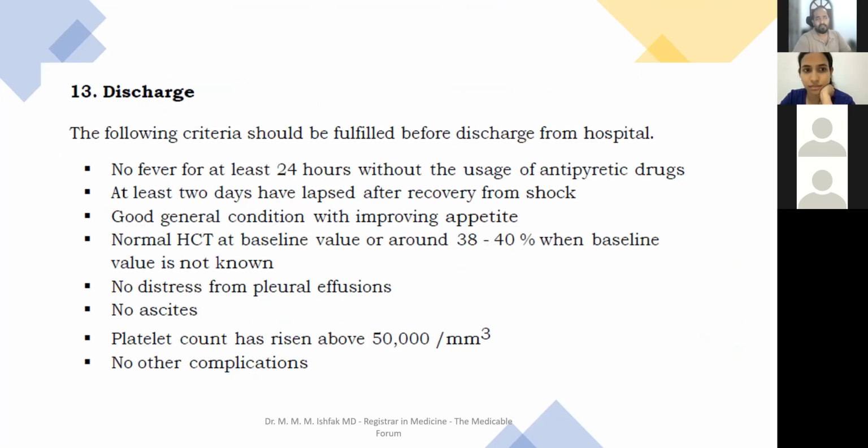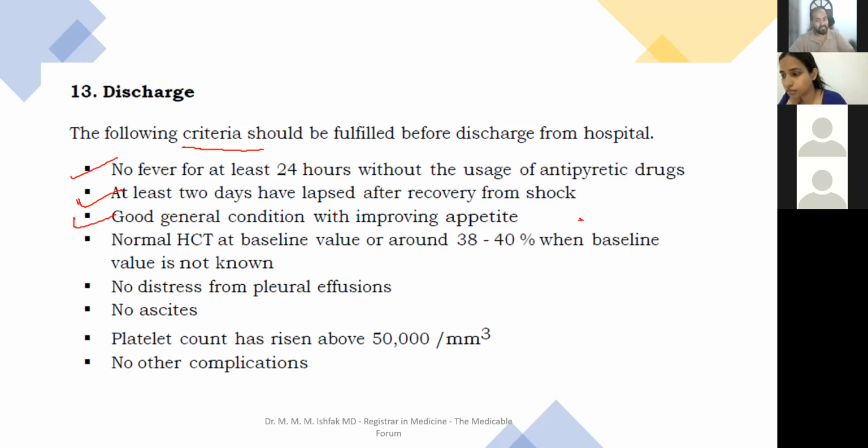So, after you have managed dengue successfully, now the patient is in recovery. How do you discharge? There is a criteria for discharge. No fever for at least 24 hours without the usage of antipyretic drugs. At least 24 hours should be there without fever, and I mean after the critical phase is over. At least 2 days have lapsed after recovery from shock. If the patient was in shock, she needs to wait 2 days after the end of the critical phase.